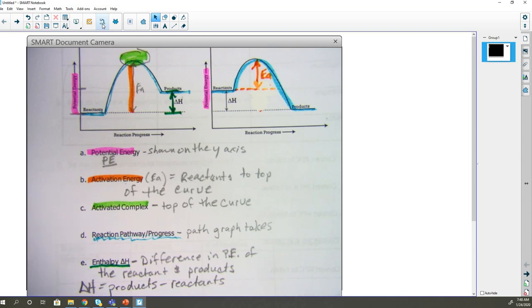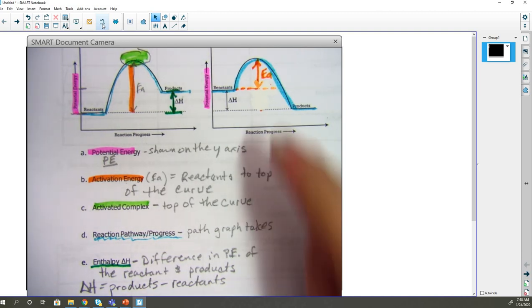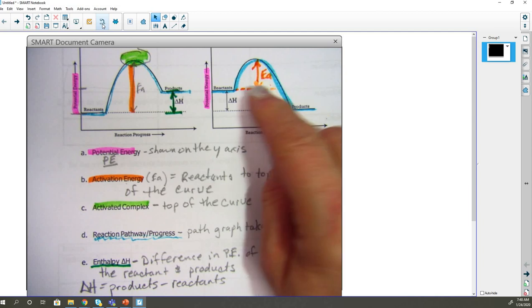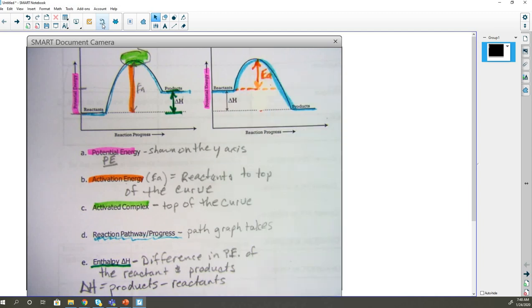Okay, how many of you did what I did with the E of A and then had to go back and fix it? I went all the way to the bottom line that was dotted. Remember, E of A is just from the reactants to the top of the curve, so I made a mistake because I was working too fast.